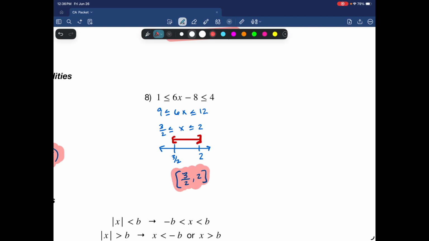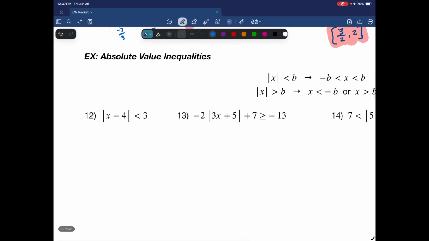Now, there are situations where you have a bracket and a parentheses in the same interval. So just because it's on one side doesn't necessarily mean it's on the other. It really just depends. So if one of these signs was just less than and not less than or equal to, that would change up the interval a little bit. So just be mindful of that.